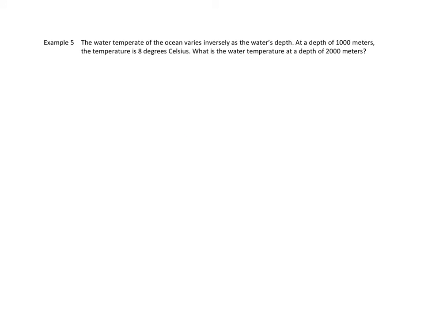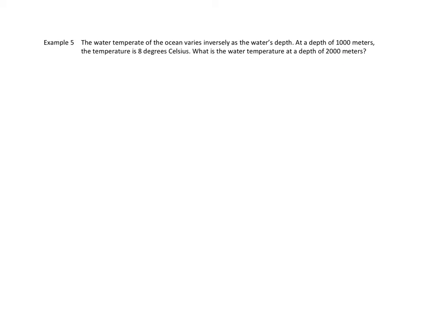Okay, here in example 5, we're going to look at a problem that has some context. This one says the water temperature of the ocean varies inversely as the water's depth. And that makes sense. As you go further down into the ocean, I would not expect the temperature of the water to increase. I would expect it to decrease. All right, so at a depth of 1,000 meters, the temperature is 8 degrees Celsius. What is the temperature at a depth of 2,000 meters?